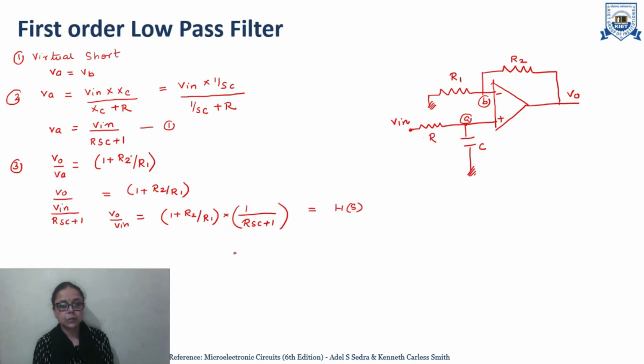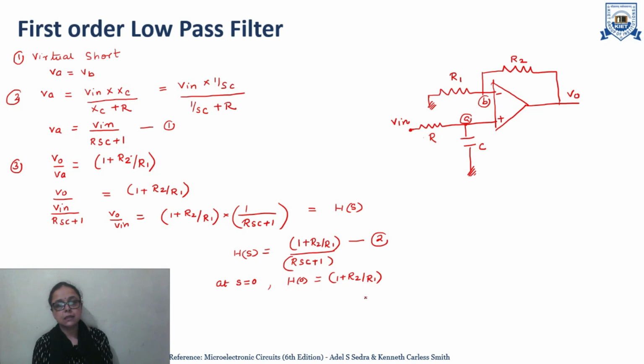So, H(S) it will be 1 plus R2 by R1 divided by RSC plus 1. This is the final expression for the low pass filter. Now, if we analyze this expression at S is equal to 0, the gain of the filter is given by 1 plus R2 by R1. This is the DC gain for the filter, and the function is having a single pole.